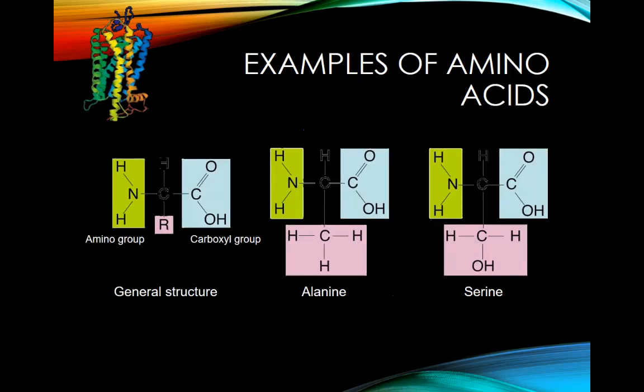Okay, now there's the generalized structure on the left there again, but now I'm showing you two actual examples of amino acids. The first one is alanine, and you'll notice here we've got a methyl group coming off here, CH3. This is very similar, but notice that there's an oxygen in here, and that one addition can change the property of the amino acid and how it performs in the body.